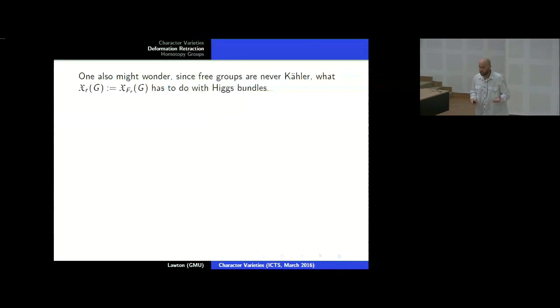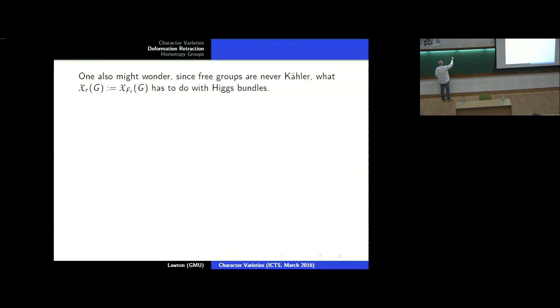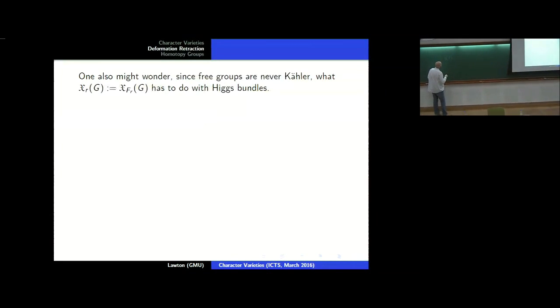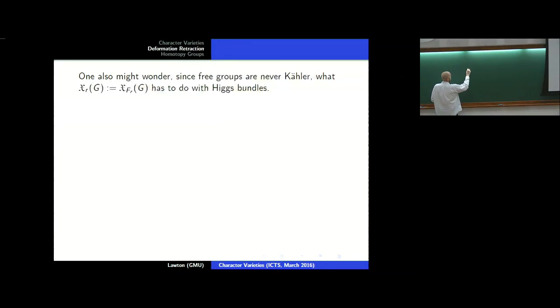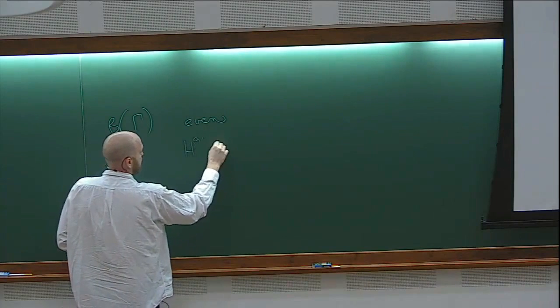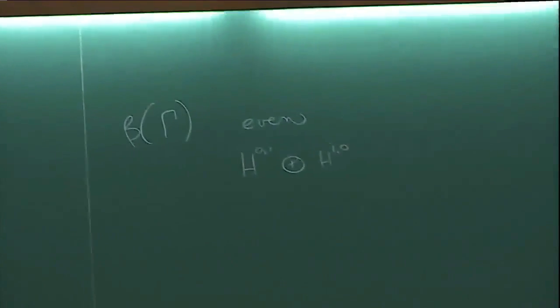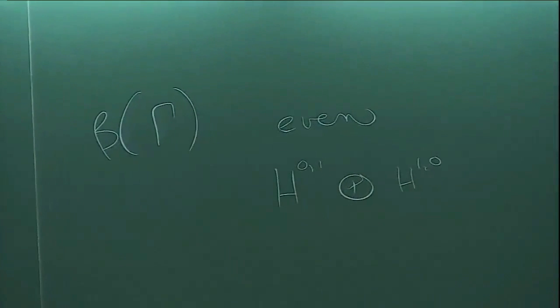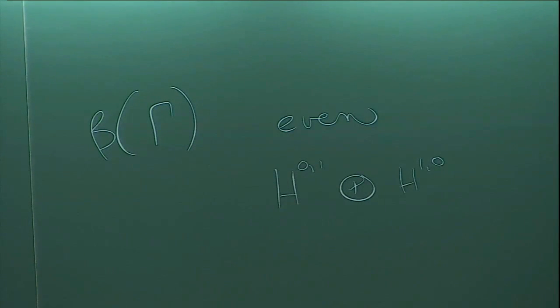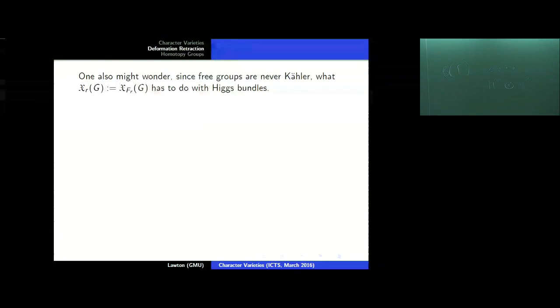The first thing to note is that the first Betti number of the fundamental group of a Kahler manifold has to be even, because H1 breaks up into its holomorphic and anti-holomorphic parts, right? So that immediately rules out an odd rank free group being a Kahler group, because the Betti number of the free group is odd. Yeah. So then what about even rank free groups, right?